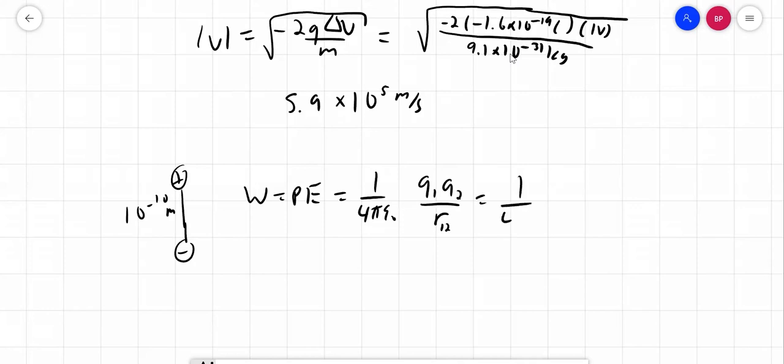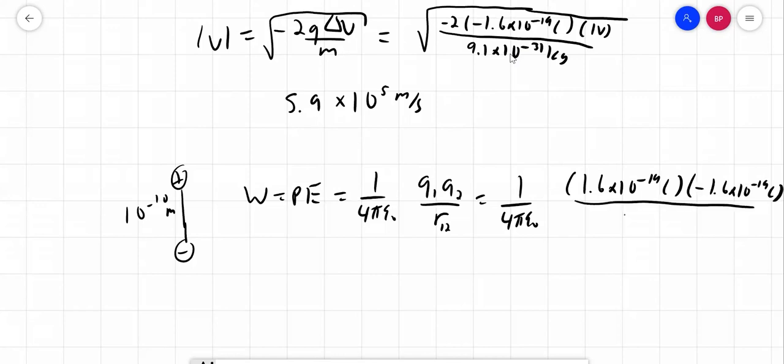So in our case, we have our constants here. The charge of a proton is 1.6 times 10 to the minus 19 coulombs. The charge of an electron is the same thing, but negative. And then we divide by the distance between them, which is 10 to the minus 10 meters.